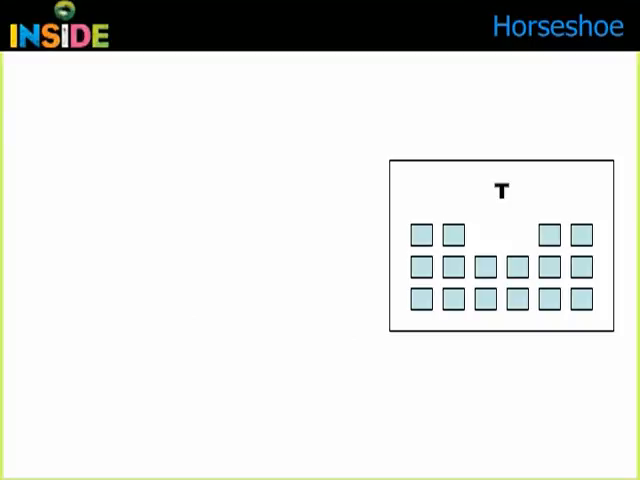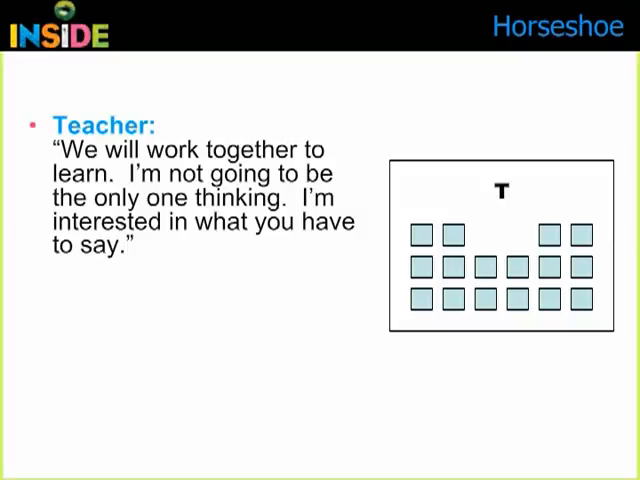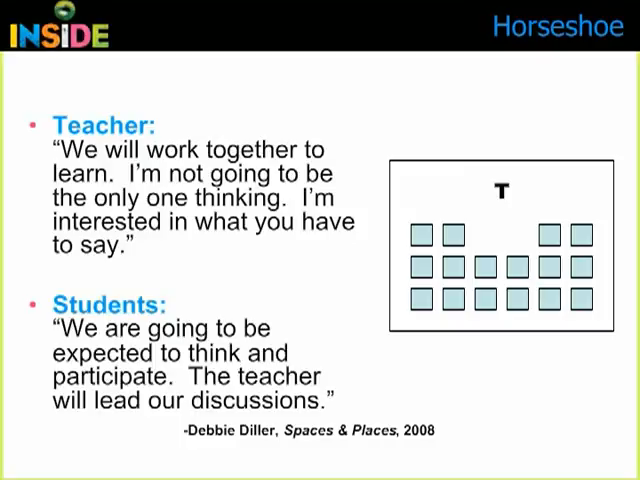When classrooms are arranged in a horseshoe shape, it's as if the teacher is saying, "We're going to work together to learn. We'll have discussions. I'm not going to be the only one thinking, and I'm interested in what you have to say." And students are thinking, "We're going to be expected to think and participate. The teacher will lead our discussions, but we will work together."